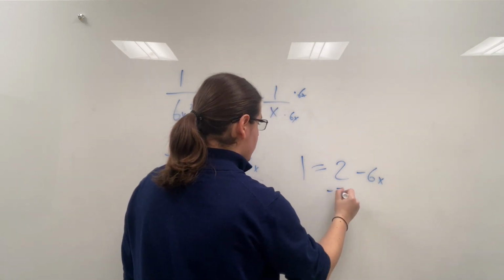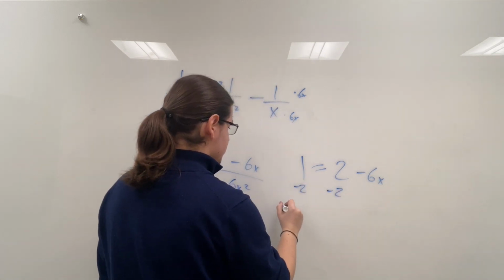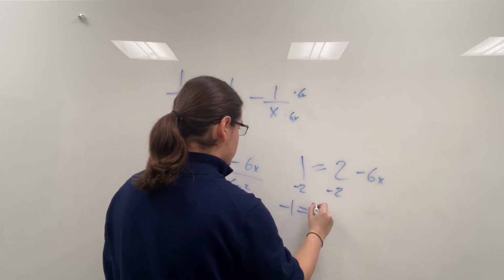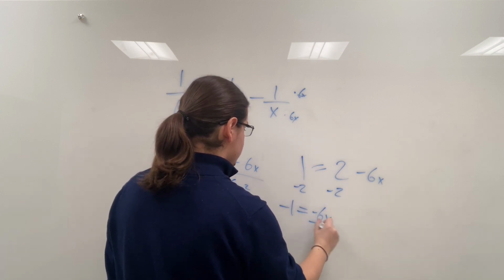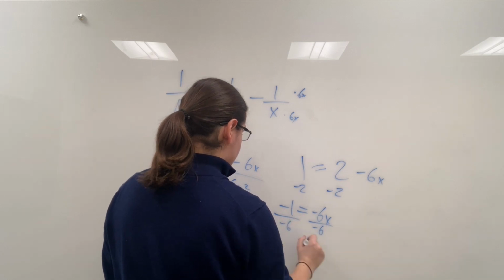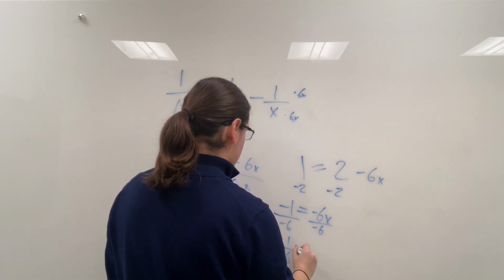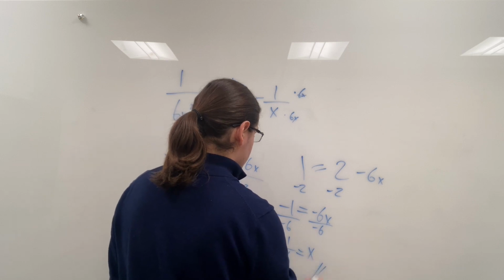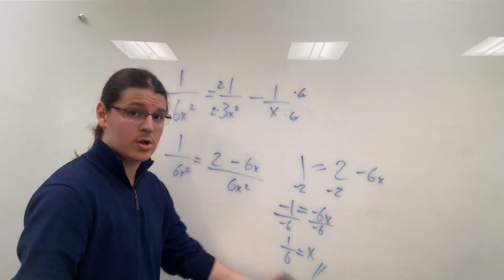So minus 2, this just becomes minus 1 is equal to minus 6x. Divide by minus 6. x is equal to 1 over 6. Nice.